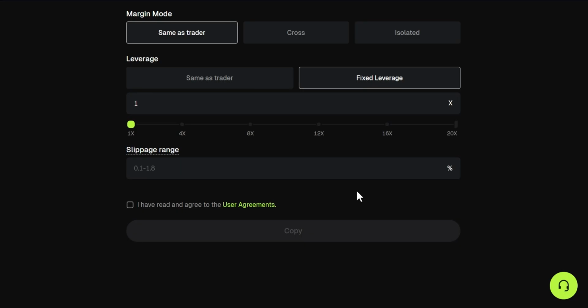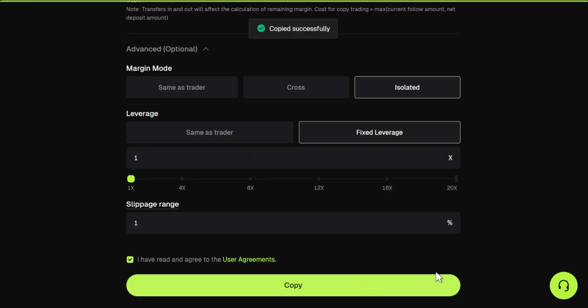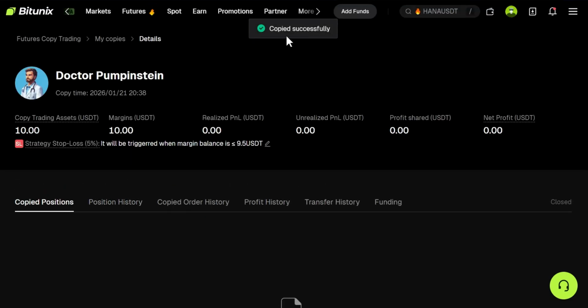Now look, setting a lower slippage can protect your copy trade's entry price, but it may increase the risk of copy order failure. Since your order is executed as a market order, the filled price may drift beyond the maximum slippage limits due to market volatility. Once everything looks correct, accept the copy trading agreement, click copy, and confirm. Your copy trade is now live.